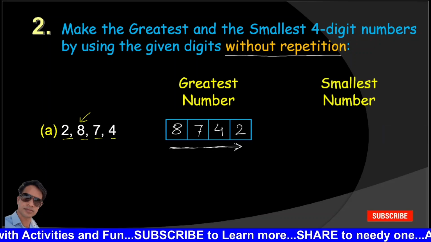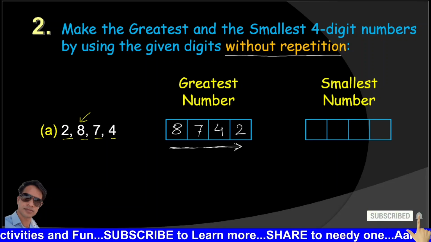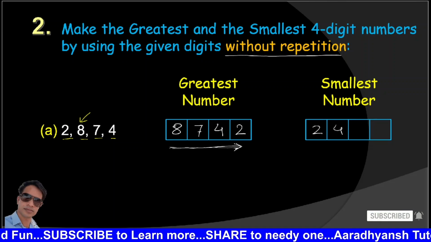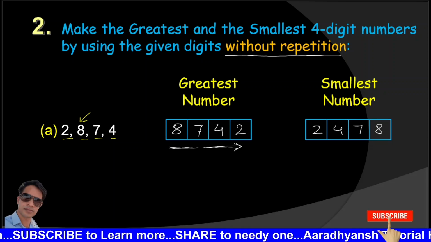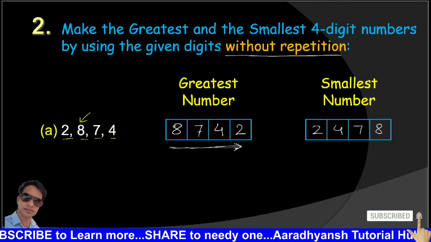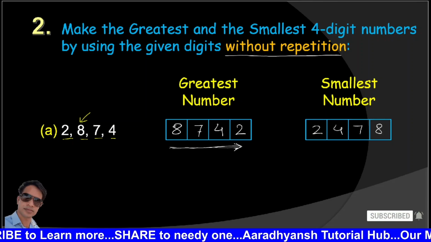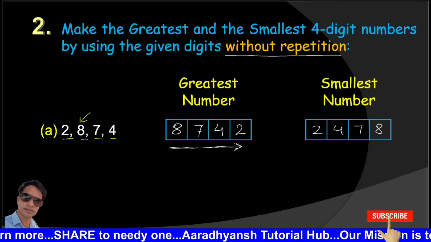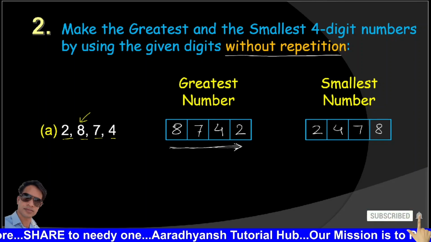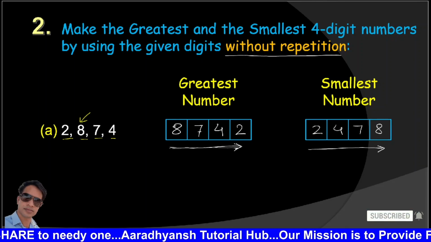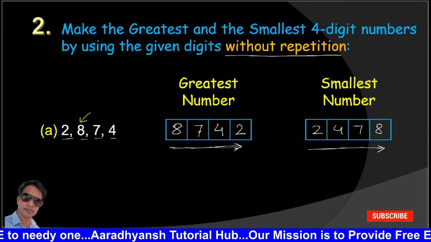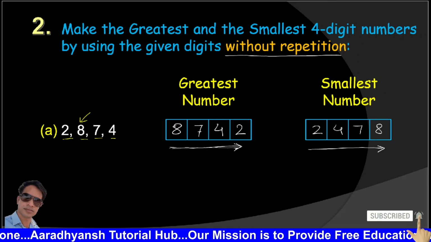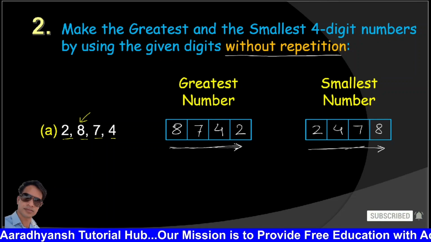And to make the smallest number we can write like this: 2, 4, 7, 8. From the left side write the smallest digit, that is 2 here, and the greatest digit will be on the rightmost side. This is increasing order or ascending order. In this way you can get the greatest and smallest number.